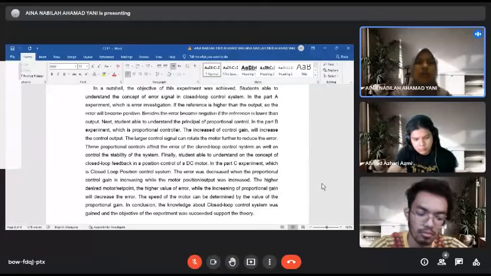Finally, students are able to understand the concepts of closed loop feedback in position control of a DC motor. In part C of the experiment, which is the closed loop position control system, the error decreased when the proportional control gain increased while the motor position output increased. The higher the desired motor set point, the higher the value of error, while increasing the proportional gain will decrease the error.